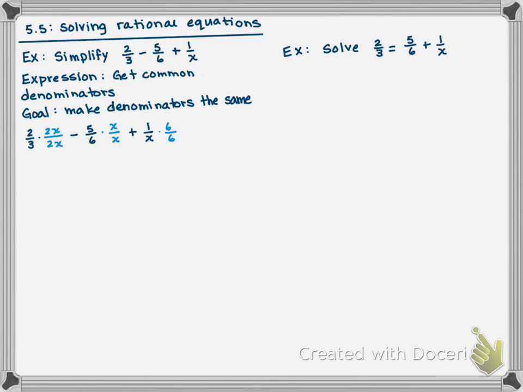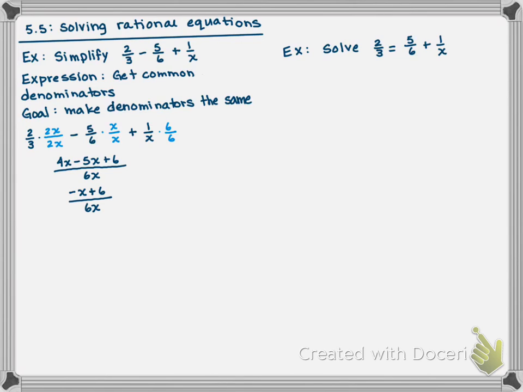And so now we can combine our numerators. So we get 4x minus 5x plus 6, all over our common denominator. Notice our denominator didn't go away, right? We still have a denominator in every single one of our fractions. And then we can simplify the numerator. We get negative x plus 6 over 6x.